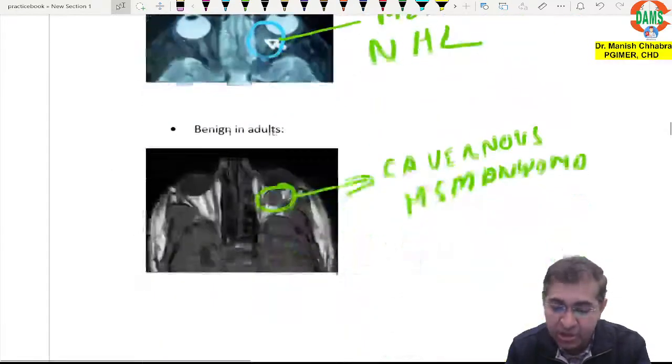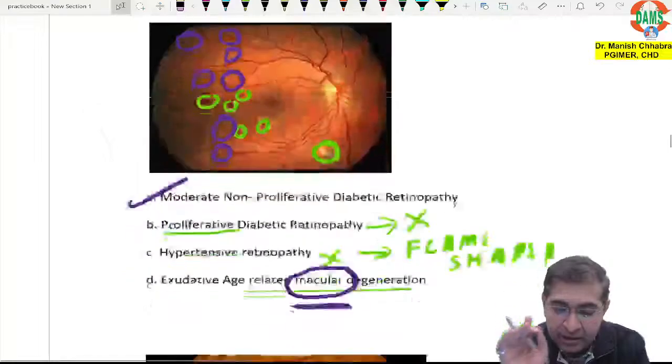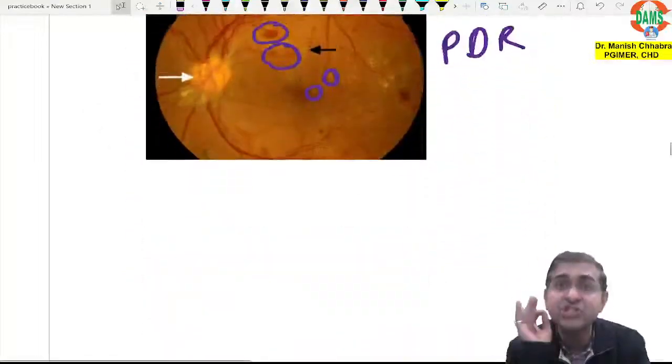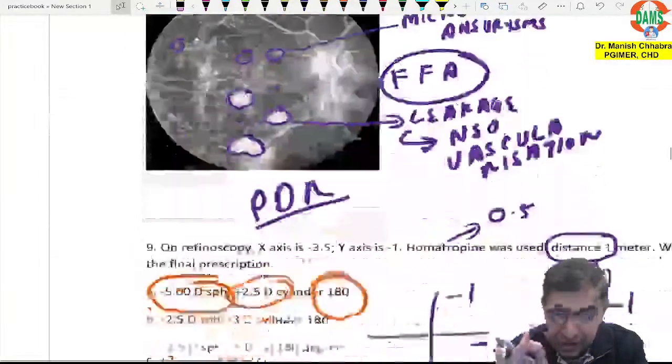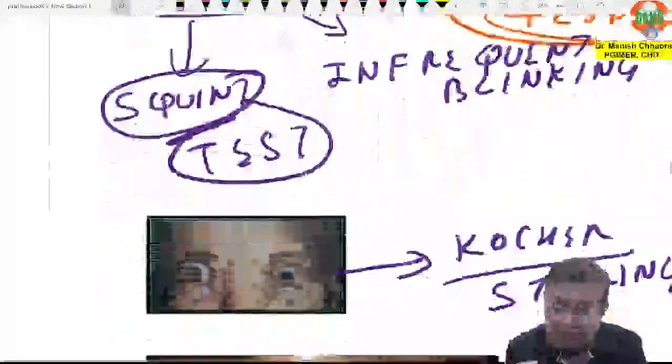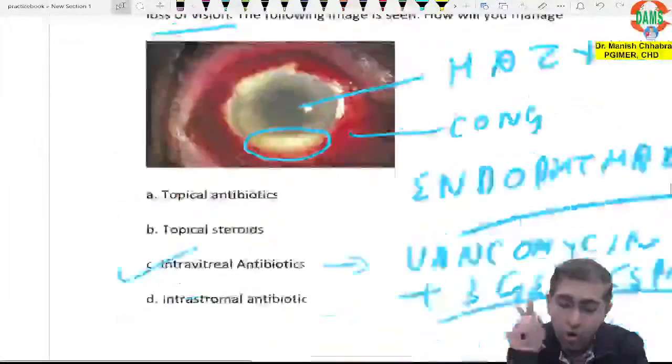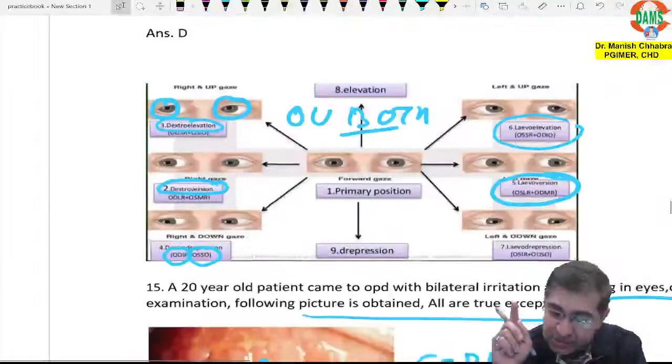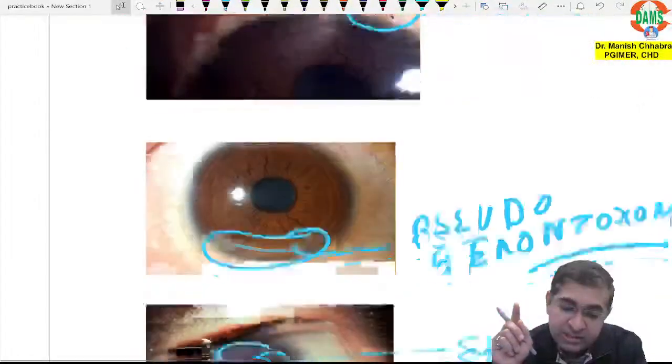What is the definition of glaucoma? Glaucoma is when there is raised intraocular pressure which damages the optic nerve head. But in this case, there is no raised intraocular pressure. There is no optic nerve head damage. So how can you call this glaucoma?